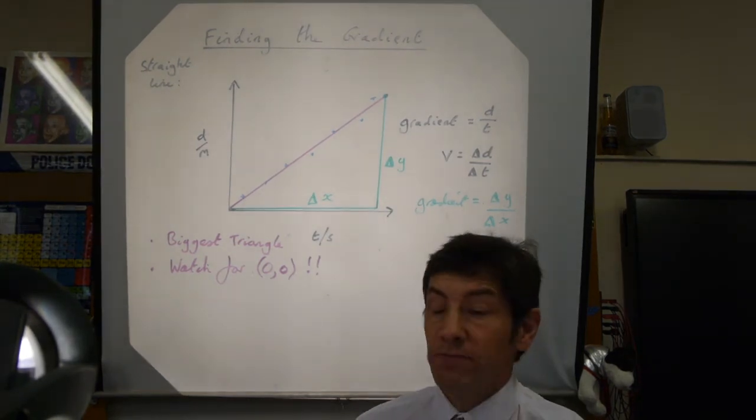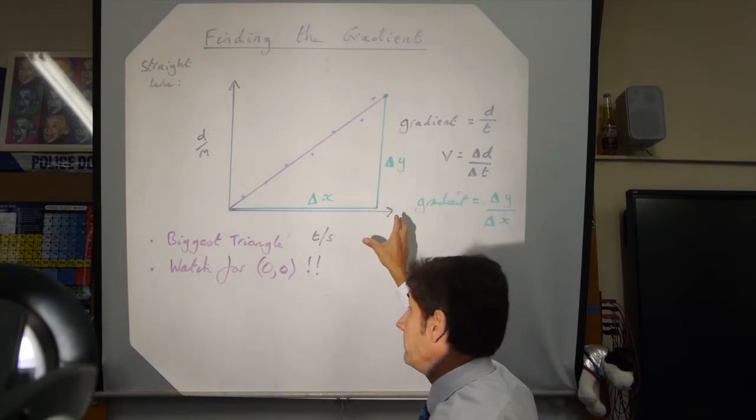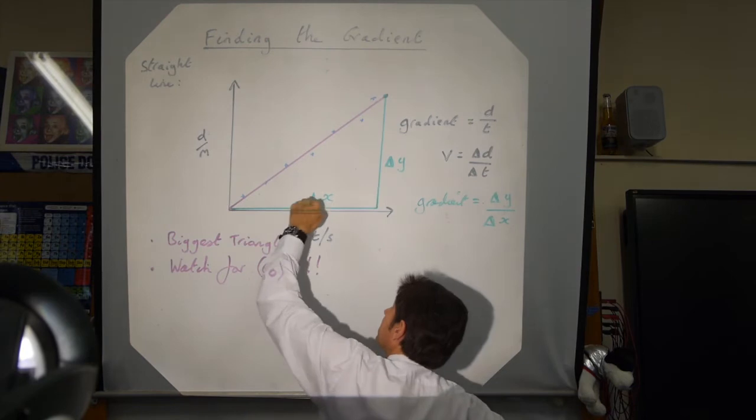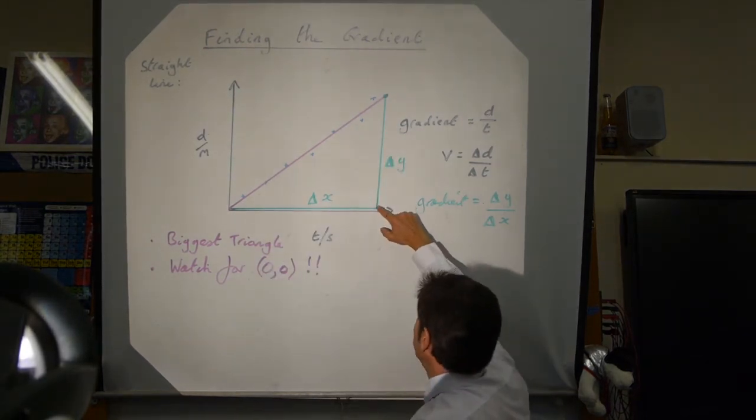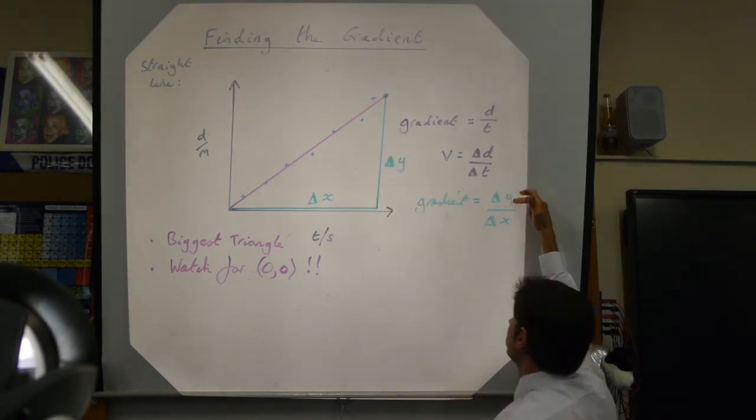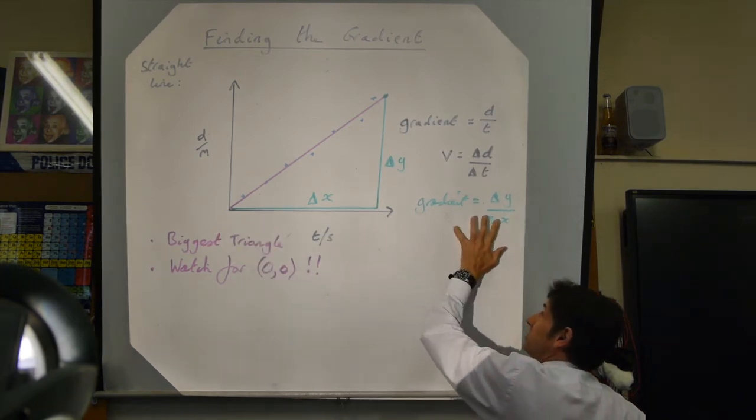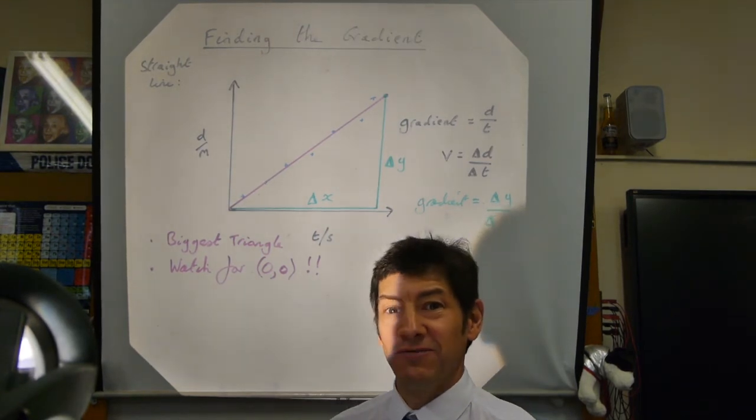So you've now got a good understanding of how you find the gradient of a straight line, and it all hinges around two things. Draw the biggest triangle you can, and then work out what numbers you went from and to, and that's the change in y, and you went from here to there, that's the change in x, and divide them, and if you do that, you've got the gradient of your straight line.